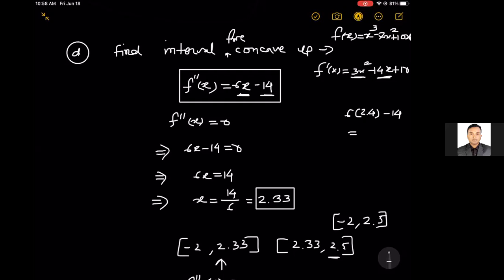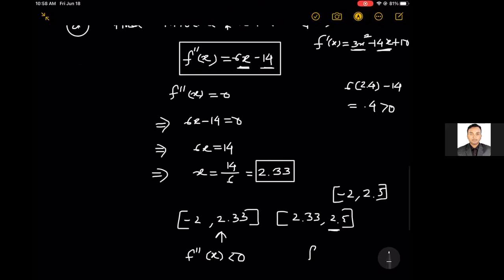What's the value? I guess it's 0.4, right? If I'm not wrong. I've just calculated it in my head, but I was just trying to verify. Is it 0.4? Yeah. Okay, very good. So it's 0.4, it's greater than 0. So your second derivative is greater than 0 for this interval.